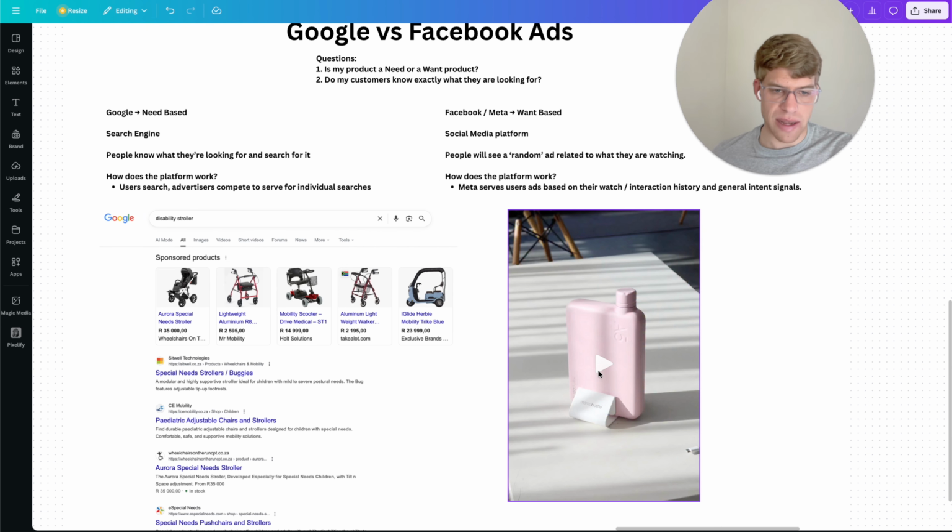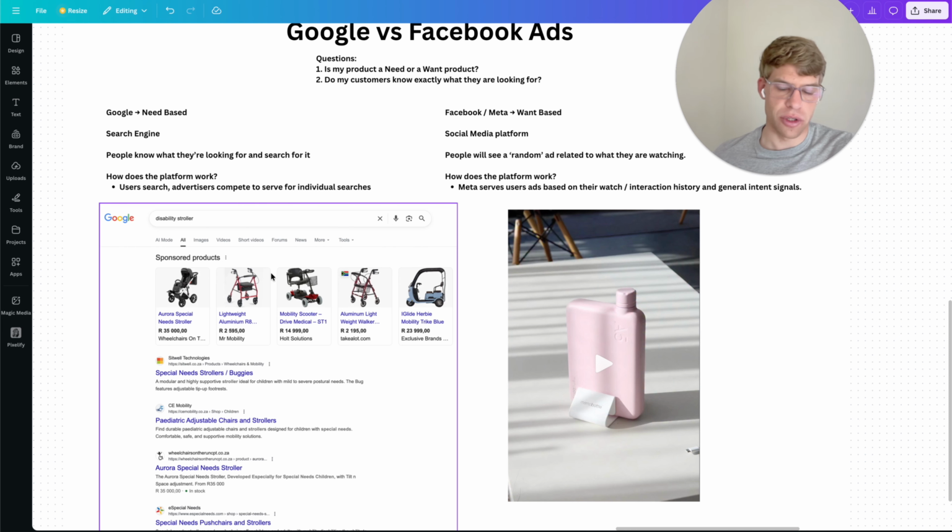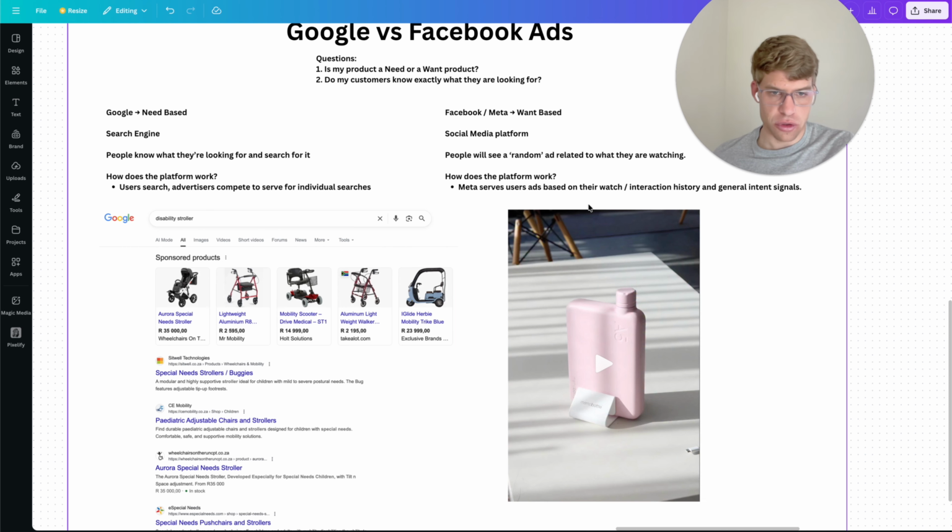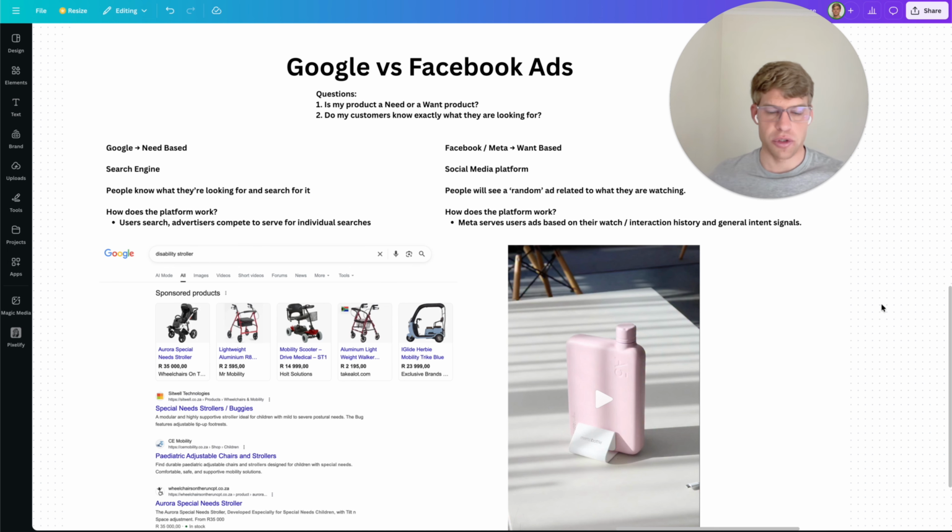And this approach applies to any social media platform and any search engine. So for example, Bing ads, Amazon search, etc. And then obviously on the social media side, Meta, TikTok, and whatever other social media platform you'd like to advertise on. So that's everything I wanted to mention in this video.